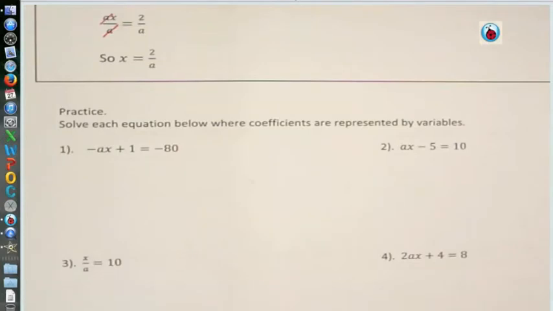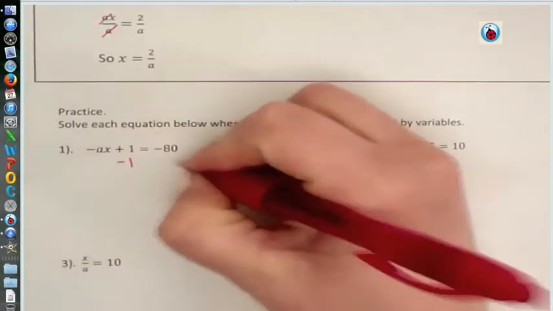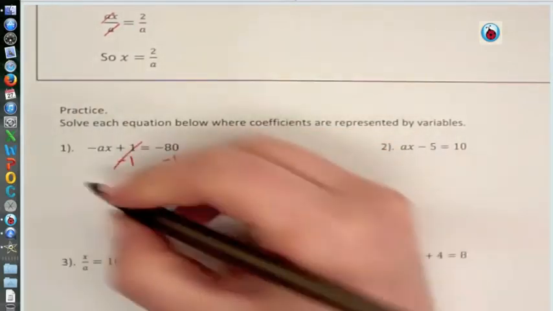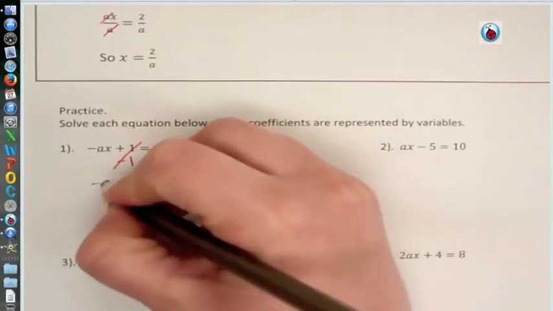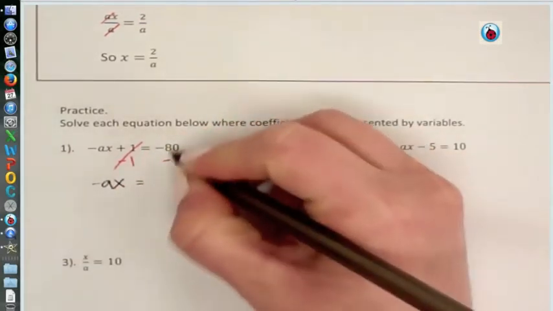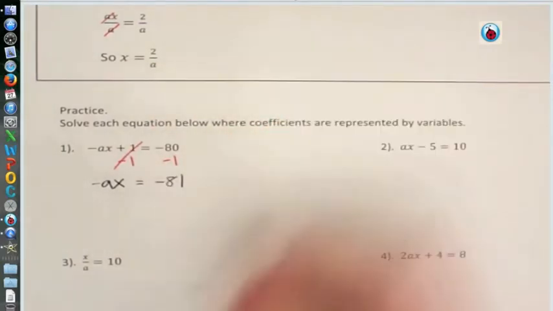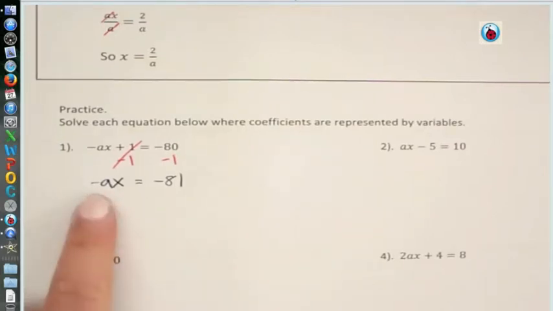Number 1, negative ax plus 1 equals negative 80, like a regular equation. First thing I want to do is subtract 1 from both sides to cancel the plus 1. That leaves me with negative ax equals negative 80 and negative 1 combined, negative 81. The next step is the weird step. We want to get x by itself, so we have to divide by that coefficient. Our last step is going to be to divide by the coefficient, which is negative a.